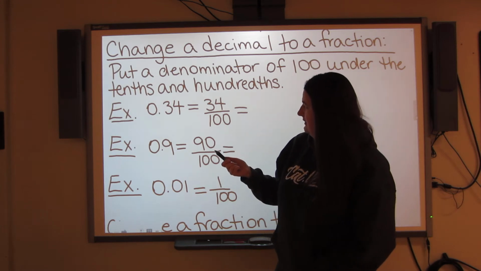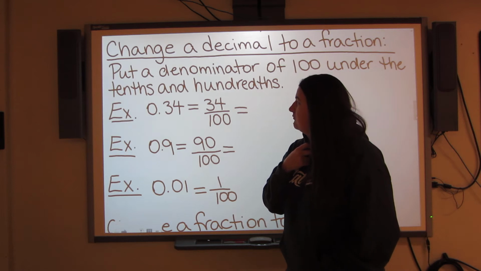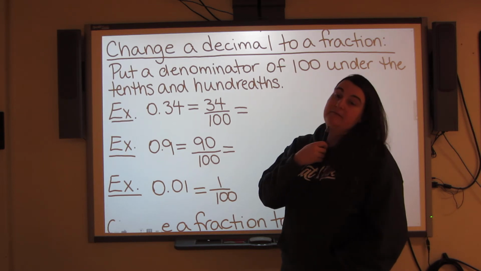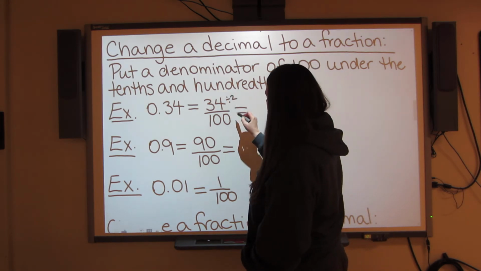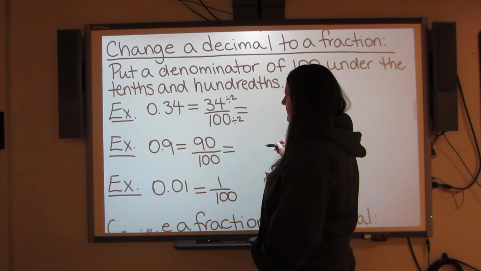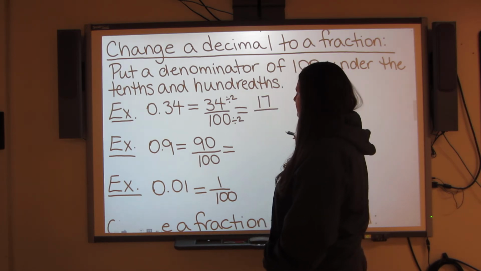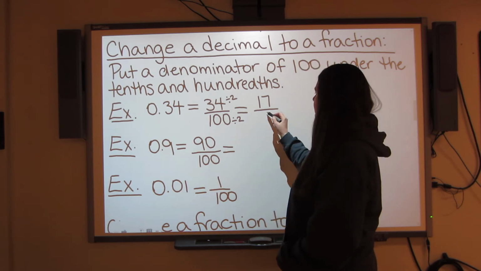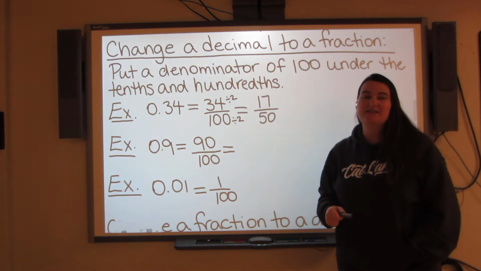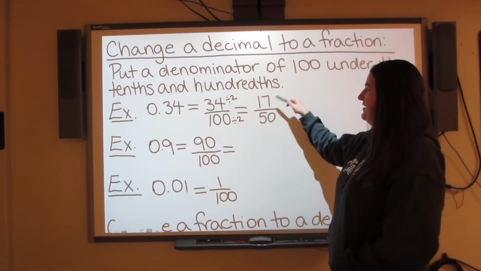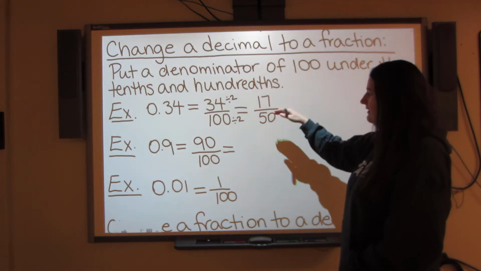17, and 34. That's it. So I know I can use 2. 34 divided by 2 is 17. 100 divided by 2 is 50. I know it's lowest terms because 17 is a prime number. I can only divide it by 1 and 17, and I cannot divide 50 by 17, so done.